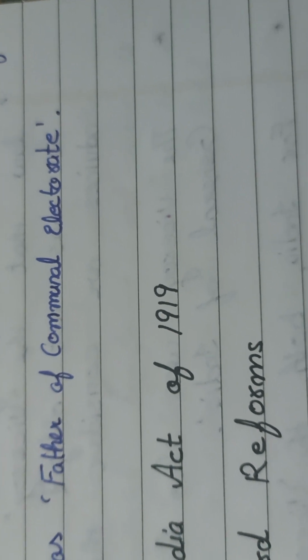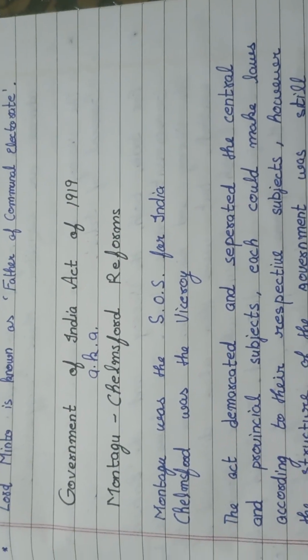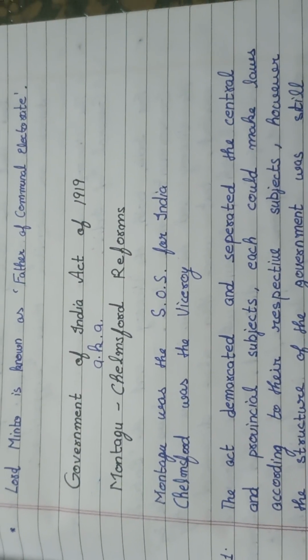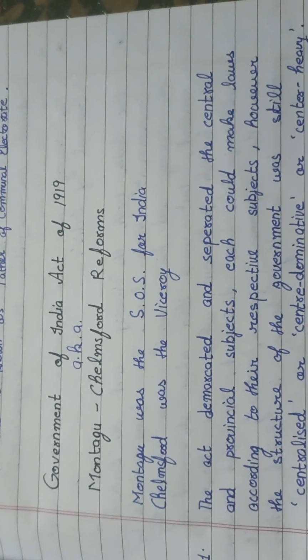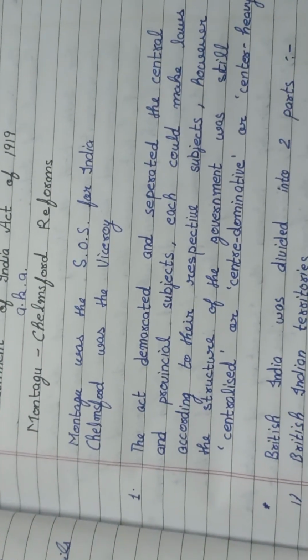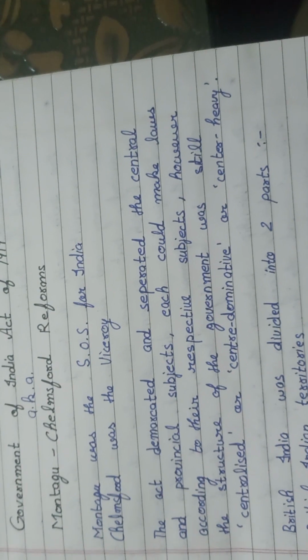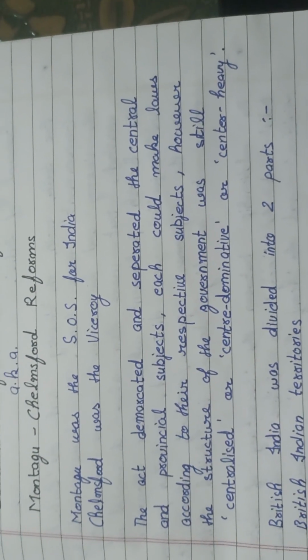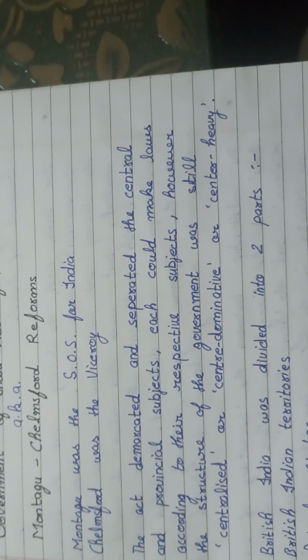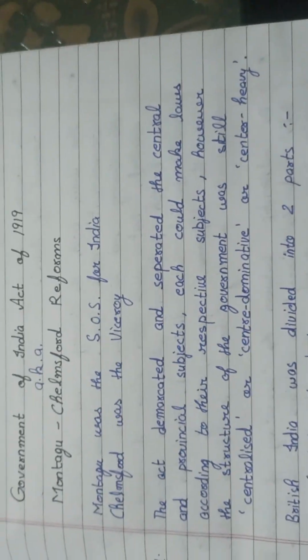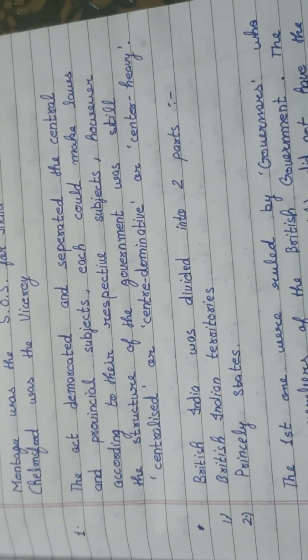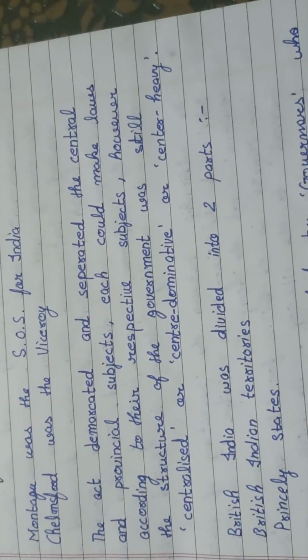Remember, 1919. Look at the date, very easy to remember. These are also known as the Montagu-Chelmsford reforms. Now Montagu was the SOS for India, that is Secretary of State, and Chelmsford was the Viceroy. So first feature, the act demarcated and separated the central and provincial subjects. Each could make laws according to their respective subjects. However, the structure of the government was still centralized, or center heavy. So you can say that this act demarcated, differentiated or separated the central and provincial subjects.